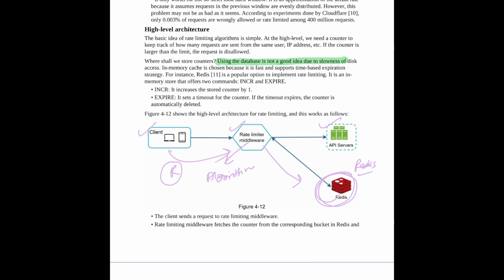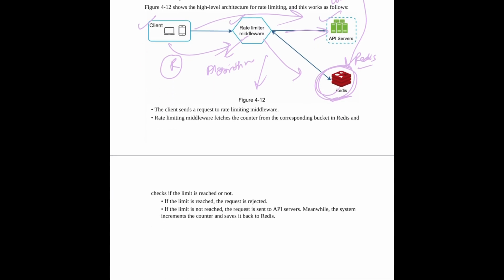Disk reads are heavy, as we discussed earlier when we were doing back of the envelope estimation, that memory reads are much faster than disk reads. So you refer to Redis, you get the counter from there, and you check if the counter is less than the threshold. If yes, you let your request go through to the API server. If not, you just drop the request. And when you let the request go through, you increment the counter by one and this update goes to Redis again. I hope this is clear.